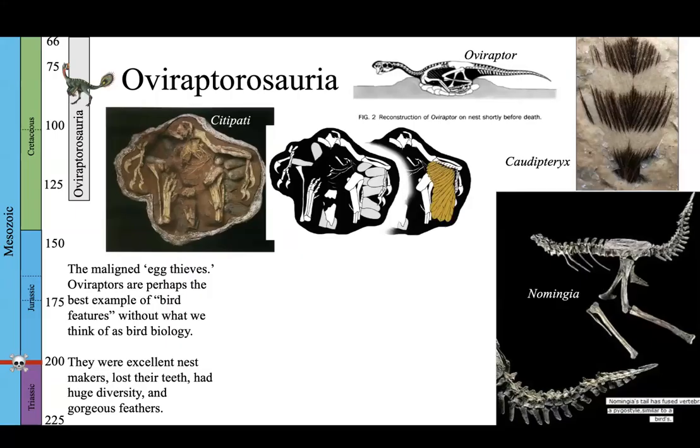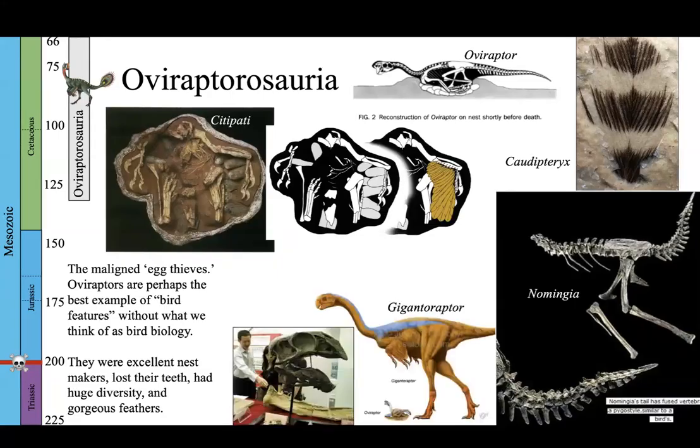Here's a really beautiful Oviraptorosaur feather from the early Cretaceous of China. You can see the details of it, that central rachis and then the barbs coming off. This feather has colors and it looks a lot like the feathers that you guys know of from birds.